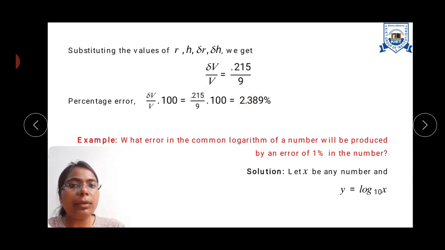And we have to calculate the percentage error, so we will multiply it by 100. So our percentage error in volume of the cone is equal to del V by V into 100. It means 0.215 divided by 9 into 100 is equal to 2.389%.